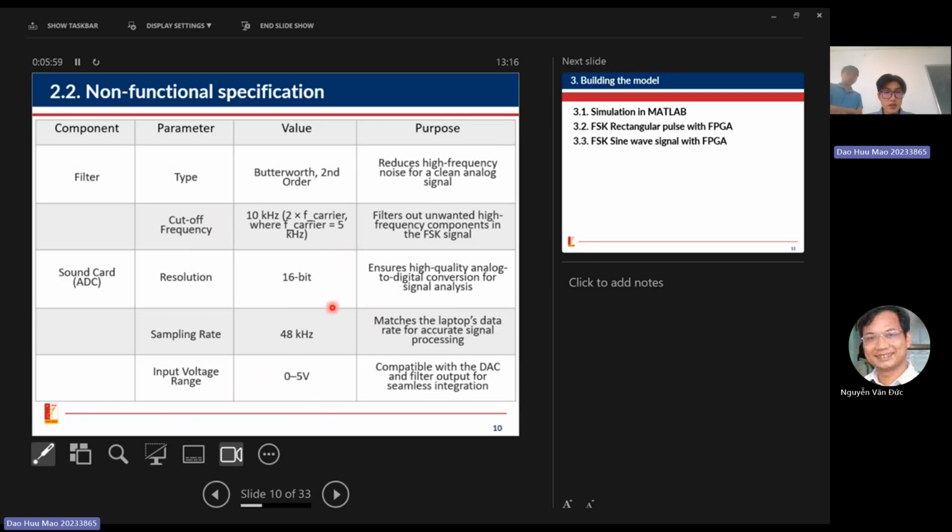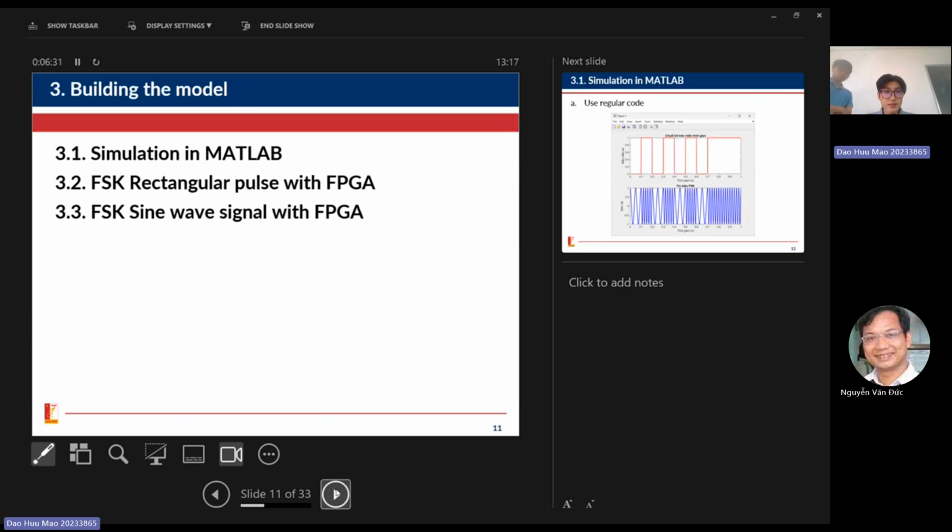And for the resolution of the sound card, we expect 16 bits to ensure high quality analog to digital conversion for signal analysis, and the sampling rate equals 48 kHz to match the laptop's data rate for accurate signal processing, and the input voltage is still the same, from 0 to 5 volts, to be compatible with the DAC and filter output for seamless integration.